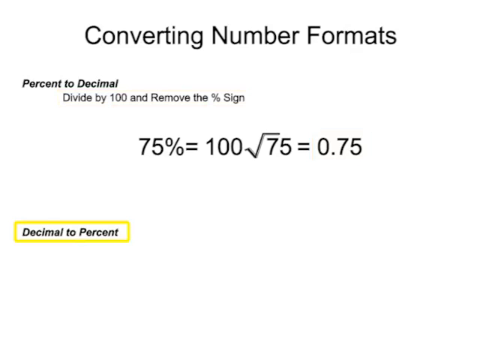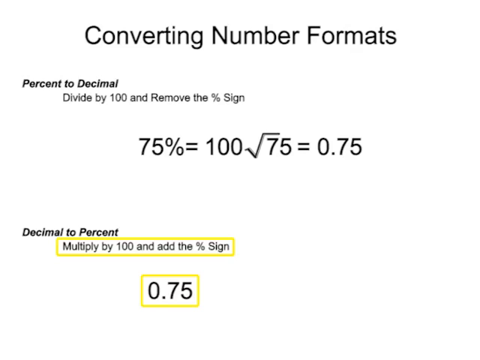To convert from a decimal to a percent, multiply by 100 and add the percent sign. To convert 0.75 to percentage format, first multiply by 100, then add the percent sign.